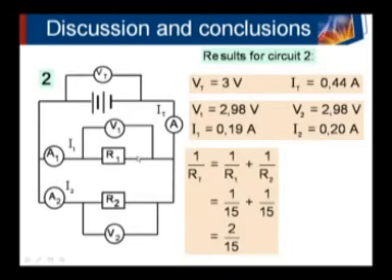The total resistance of the parallel connection is calculated in this way. 1 over resistance total is equal to 1 over resistance 1 plus 1 over resistance 2. Since they were equal and both equal to 15, we calculate it as 1 over 15 plus 1 over 15. This gives us 2 over 15. The total resistance then of the circuit, if we invert this, is 7.5 ohms.